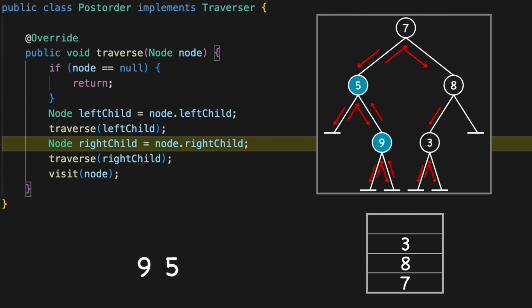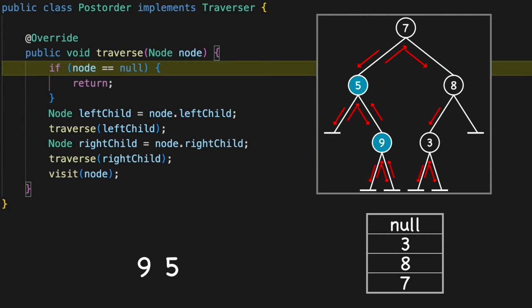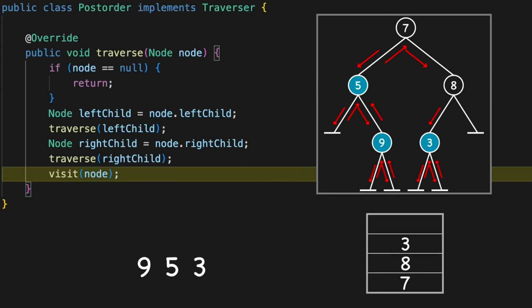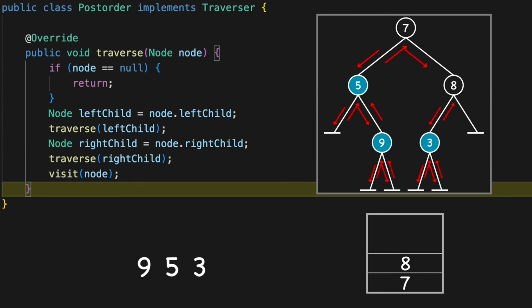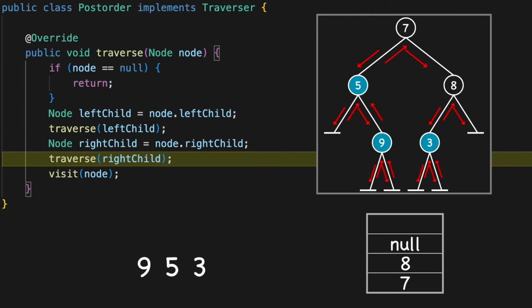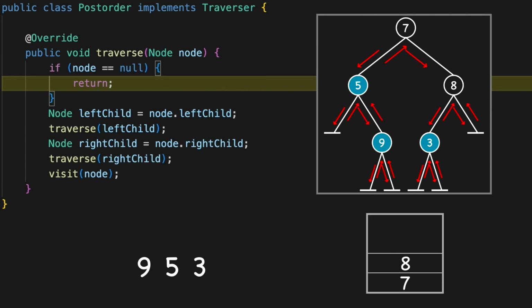We then get a reference to its right child, which is also null, and call traverse on that. Again, calling traverse on null takes us back to the 3 node. We visit the 3 node and return back to the 8. Now, we traverse 8's right child, which is null. Calling traverse on null returns us back to the 8 node.